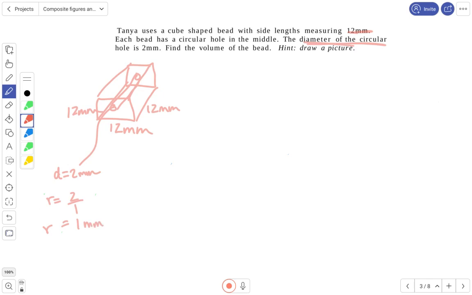Okay, so this says Tanya uses a cube-shaped bead with side lengths measuring 12 millimeters. Each bead has a circular hole in the middle. The diameter of the circular hole is 2 millimeters. Find the volume of the bead. So when I look at this, the volume of the cube, all three sides are the same, is going to be side cubed. Well, this cylinder hole that's cut out of it is missing. So I'm going to subtract the volume of that cylinder, pi r squared h.